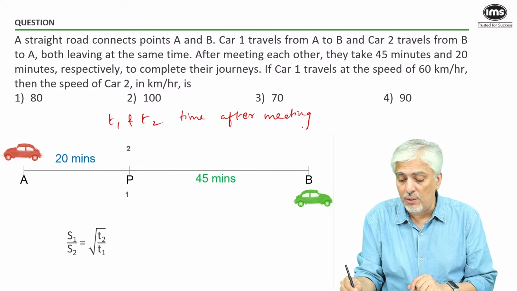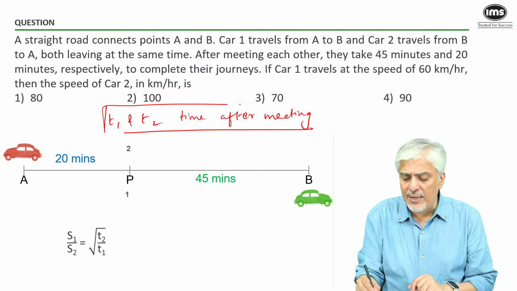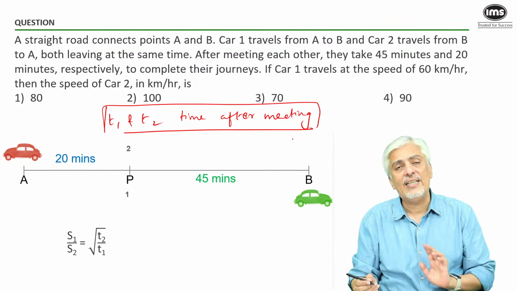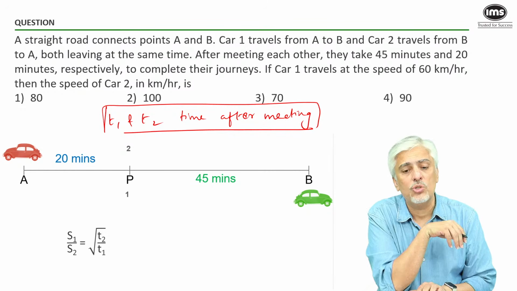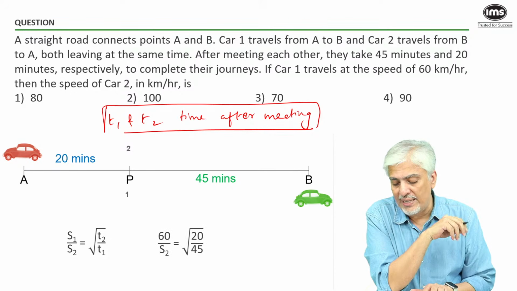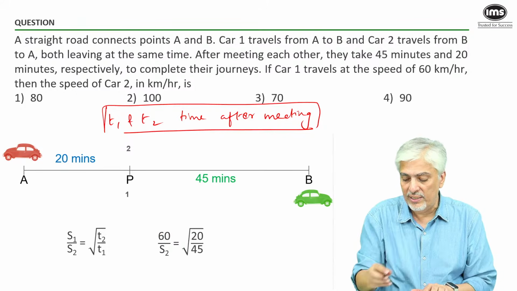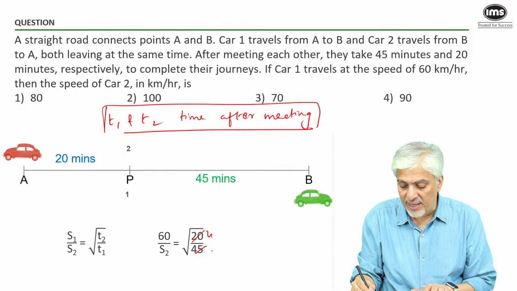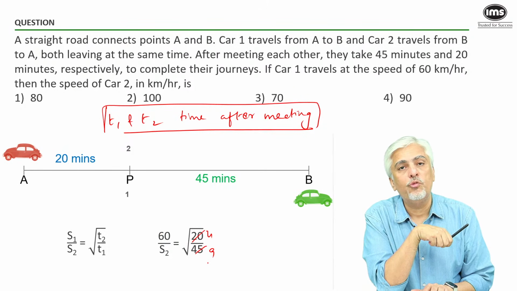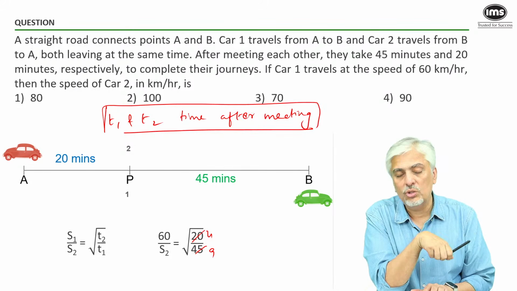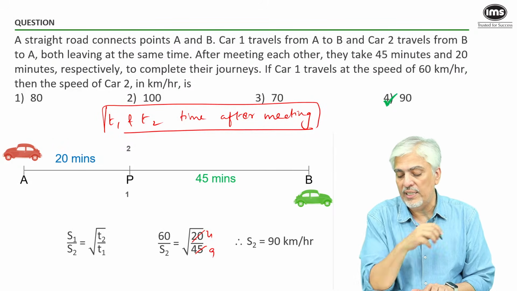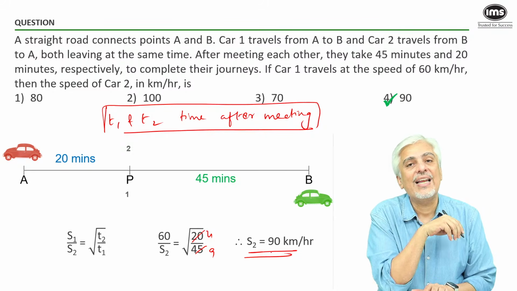Very, very important concept. So if you know this concept, you could directly apply this. S1 upon S2 is root of T2 upon T1. I know S1 is 60, so 60 upon S2 is root of 20 upon 45. How much is square root of 4 upon 9? 2 upon 3. So 60 upon S2 is equal to 2 upon 3, and therefore S2 becomes 90.